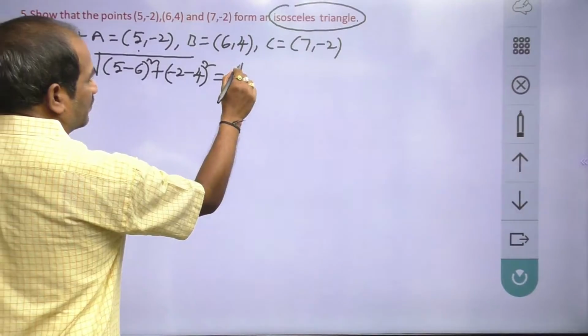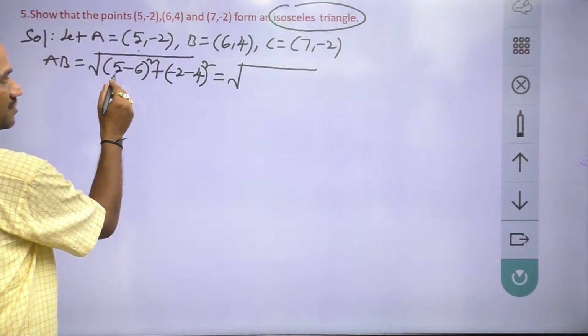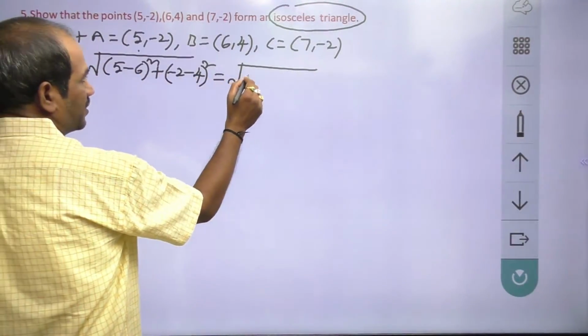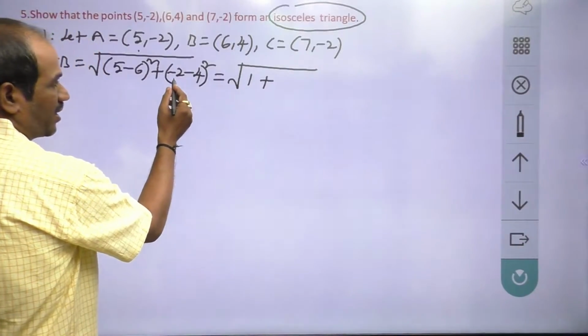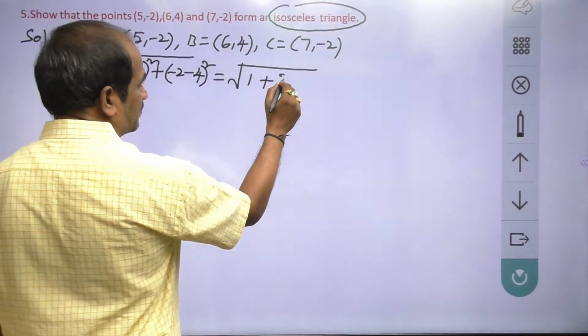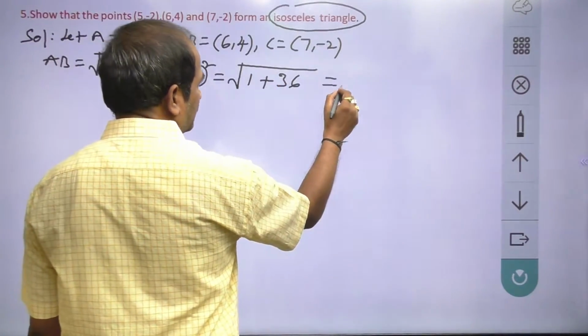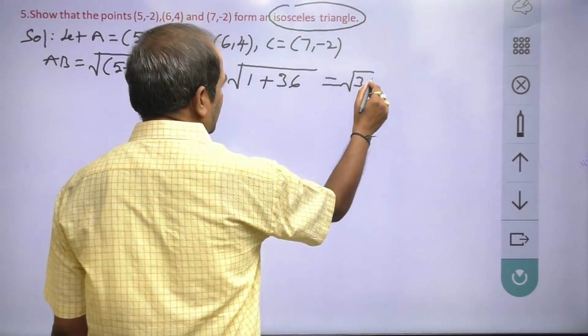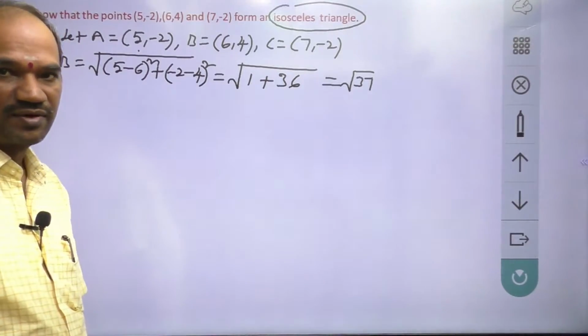So that is square root of (5 minus 6 minus 1) whole square, which is 1, plus (next one) minus 2 minus 4, minus 6, whole square is 36. So that is equal to the total value, square root of 37.